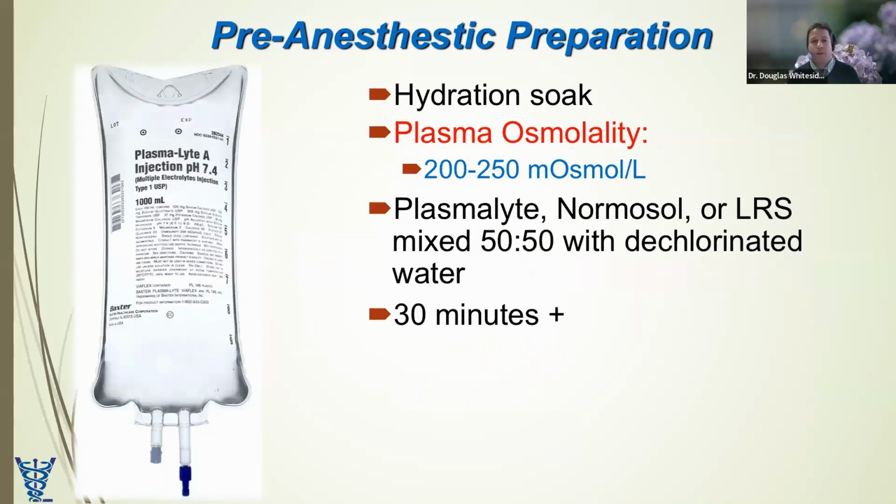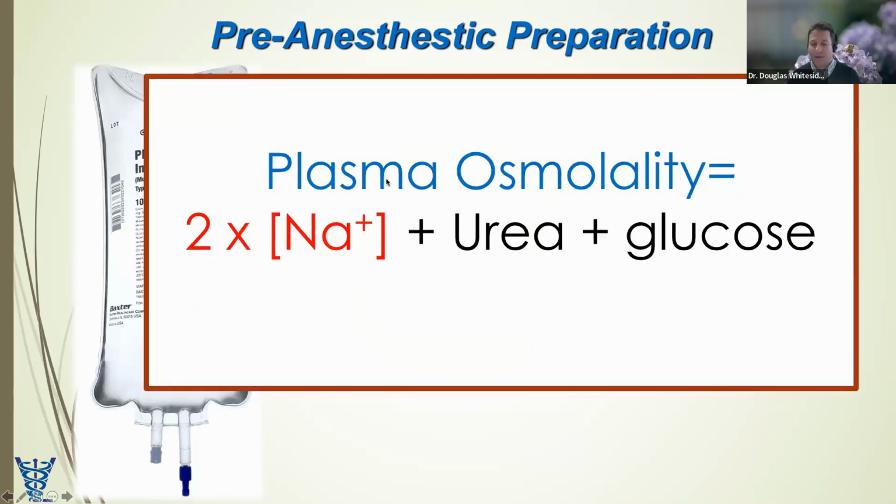Okay, so the next thing in terms of our pre-anesthetic preparation is our hydration soak. Just recalling, with amphibians, the plasma osmolality tends to run between 200 to 250 milliosmoles per liter, depending on the species. And to have our physiology flashback, how do we calculate plasma osmolality? Well, it's 2 times the sodium concentration plus urea plus glucose. Well, our glucose levels in amphibian species tend to be very, very low, often less than 1.5, 1.6 millimoles per liter. So I tend not to use that.